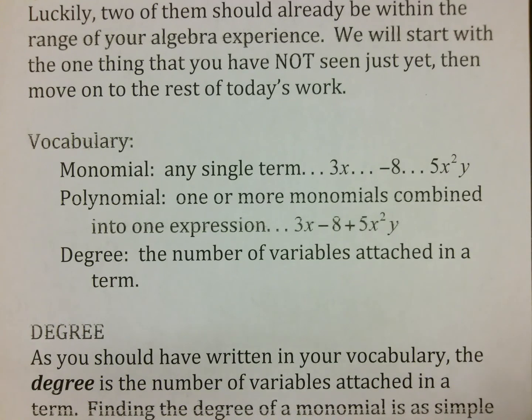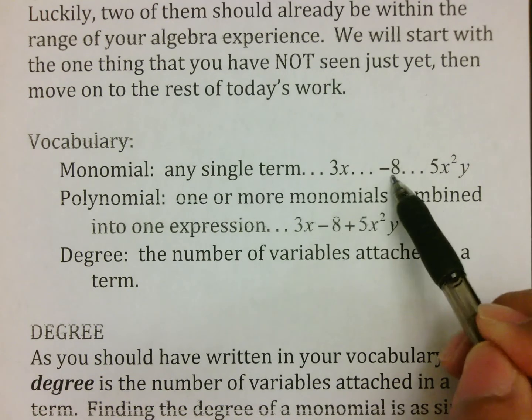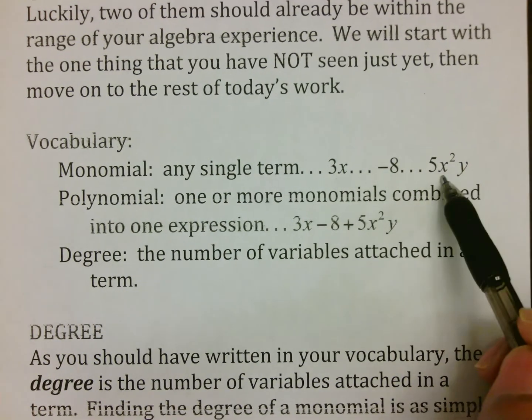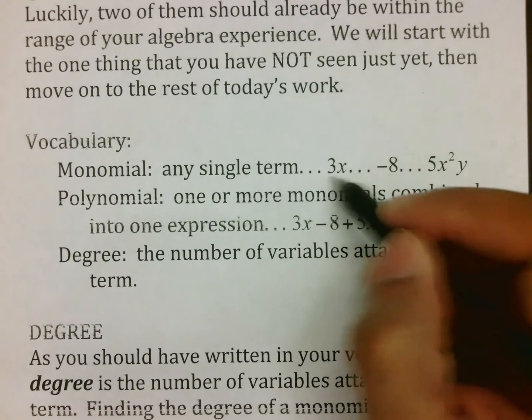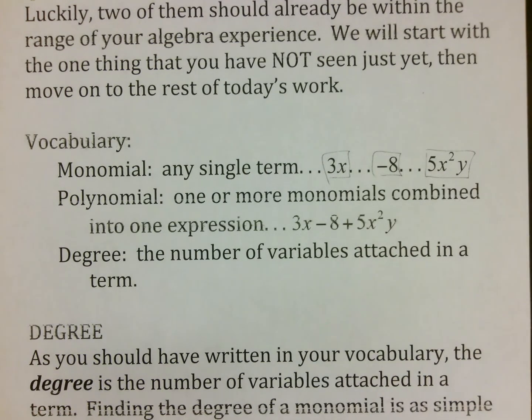Monomial is any single term. 3x is a monomial. Negative 8 is a monomial. 5x squared y is also a monomial, because each of these represents one single term.